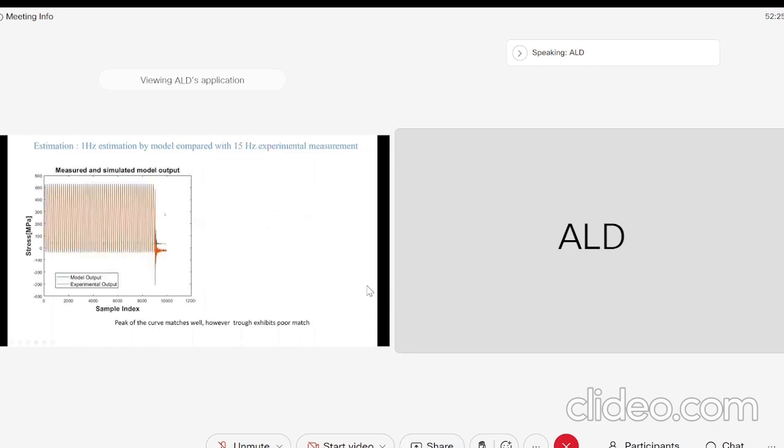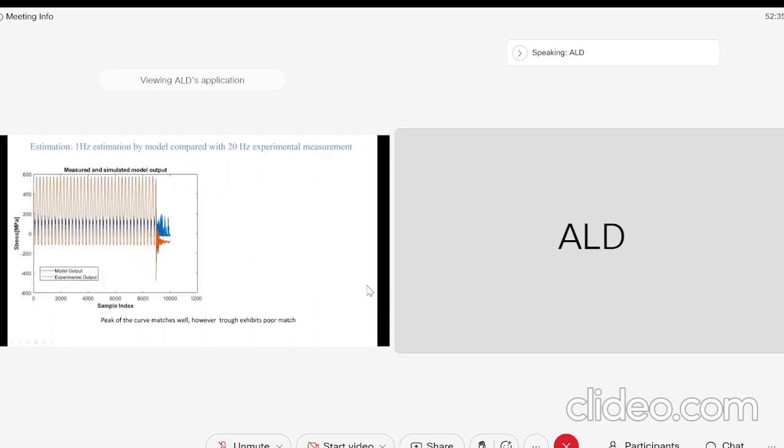Then we are estimating the 1 Hz model compared with 15 Hz, and that is the zoomed result of 1 Hz and 15 Hz. Then it is 1 Hz versus 20 Hz, and that is the 1 Hz versus 20 Hz result. Here it is just squeezing the downward function.